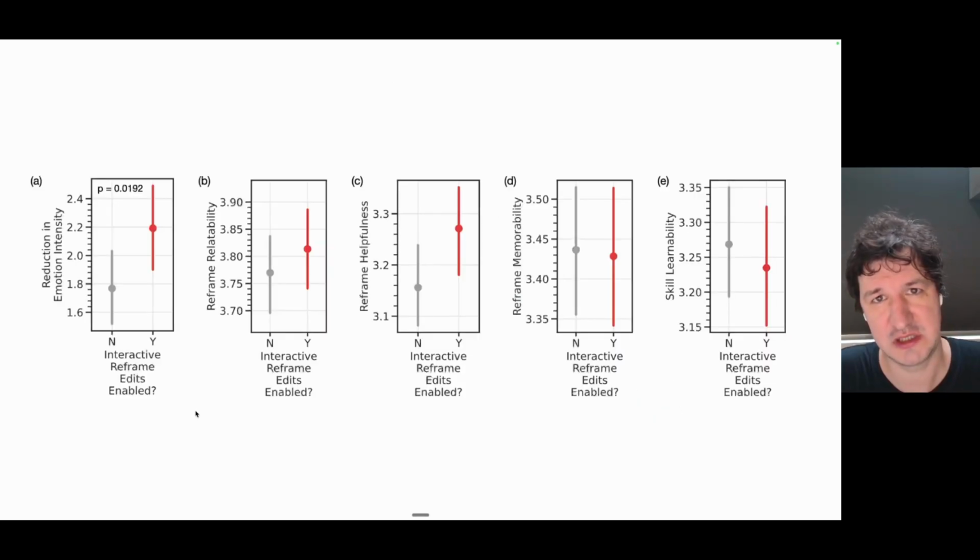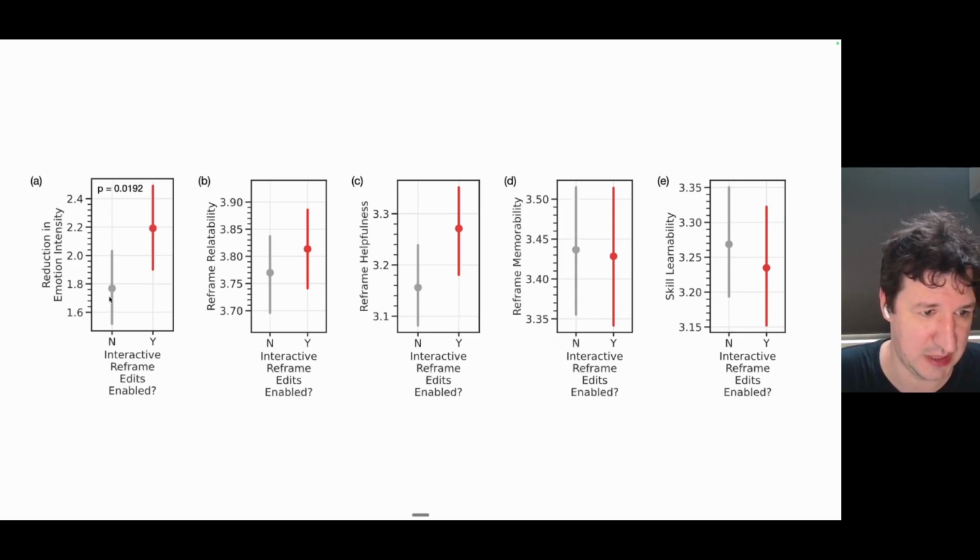As I have mentioned, they found that it was useful to allow users to edit these reframes. What they have found is that if you do this, then you actually have a reduction in emotion intensity. It's statistically significantly better. Interestingly, for other parameters, like whether the participant thinks this is more helpful or more relatable, there was no change, but this is probably the most important, because you actually want to have a reduction in negative emotion intensity.